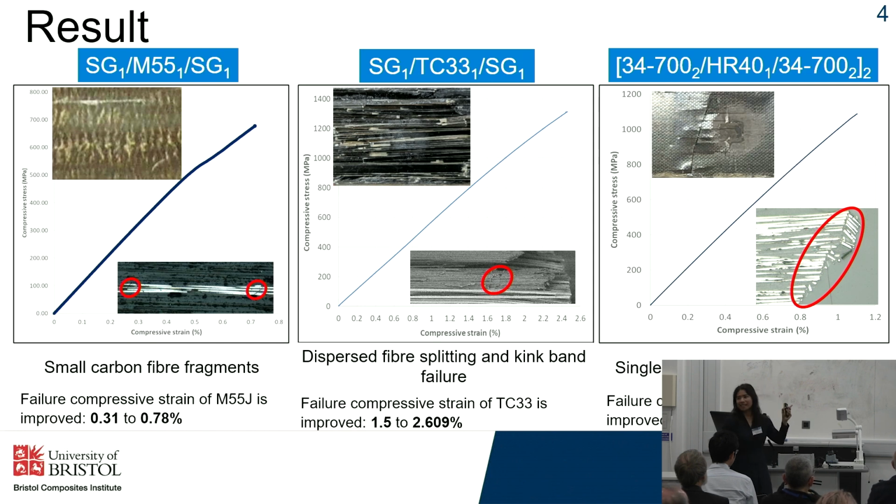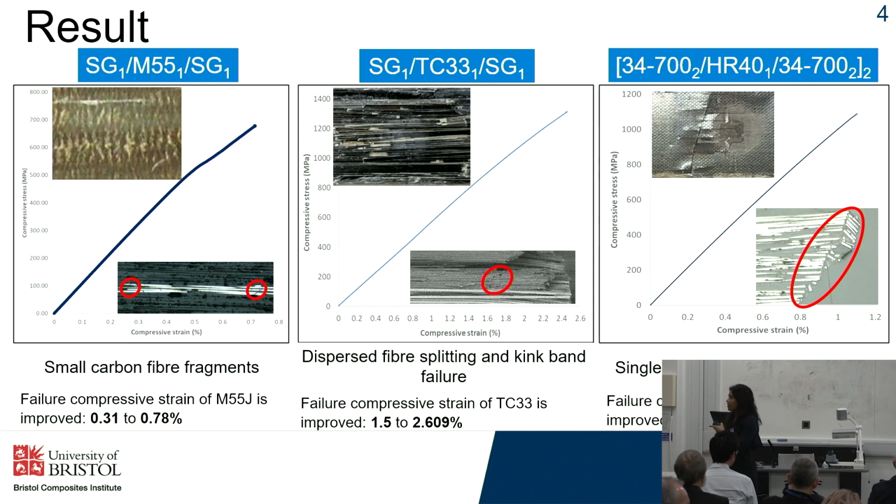As you can see, on the left-hand side is the response from M55J hybridized with S-glass. You can see that the response is nonlinear, and you may see the knee point on the response. When you have a look at the failure, you can see small carbon fragmentations in the hybrid system. And I found that the failure strain of M55J has been improved from 0.3% to 0.7%.